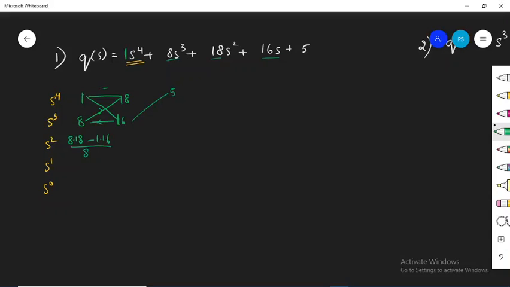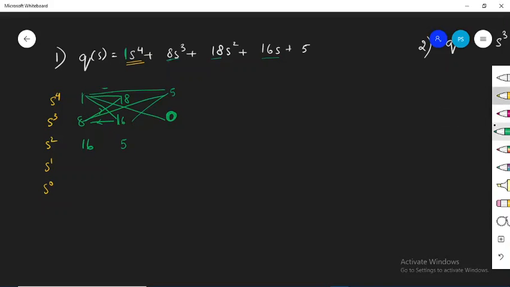So 8 into 18 is 144, minus 16, it's 128. 128 divided by 8 will give you 16. So directly I can write this value as 16. Similarly, for the next term, 8 into 5 is 40, minus 1 into, here nothing is mentioned so I'll take this as 0. So 8 into 5 is 40, minus 1 into 0 is 0, divided by 8. So it becomes 40 divided by 8, and the next term comes out to be equal to 5.